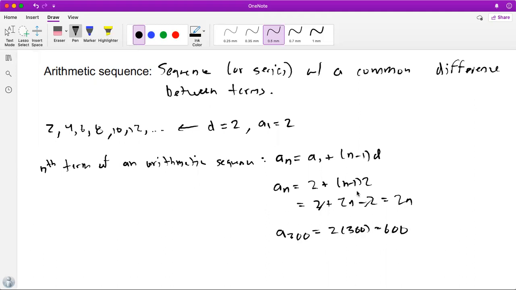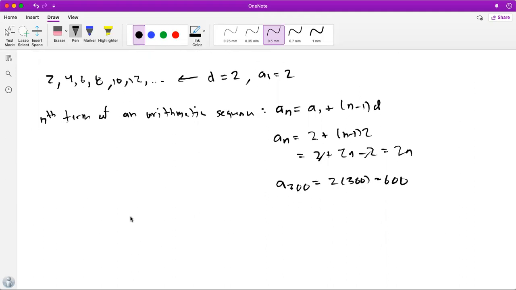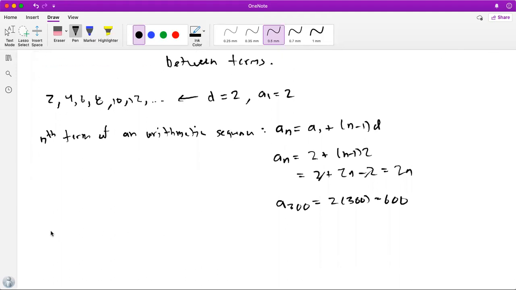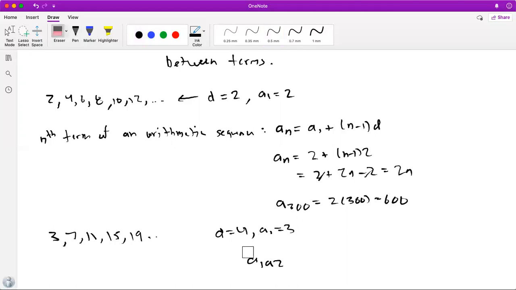This one's not that hard because these are just even numbers and you might know what they are, but if it was a different sequence, like, let's look at maybe that one from before, 3, 7, 11, 15, 19. This is like you keep adding 4 each time. So now I'd say D is 4 and A1 is 3. And now the 192nd term, well, sorry, you got to write the nth term first.